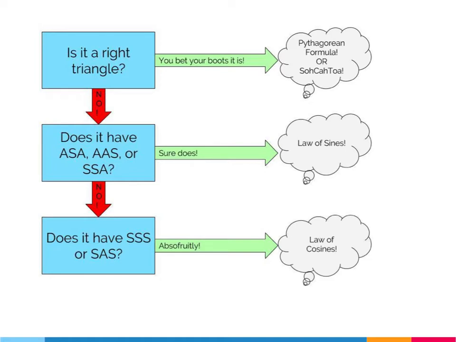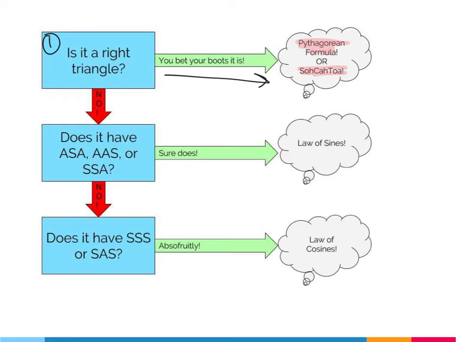The first thing you are going to always ask yourself is, is it a right triangle? If it is, you're going to use the Pythagorean theorem or SOHCAHTOA. So if you have a right triangle, it's either the Pythagorean formula or SOHCAHTOA.